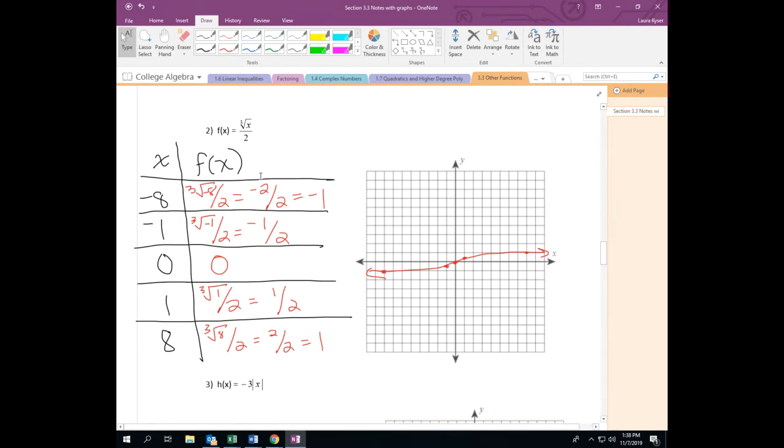That comes from dividing it by 2, which we're going to discuss at length in the next section over translations. But for now, we're just going to take a look at what these things look like and kind of see what happens.